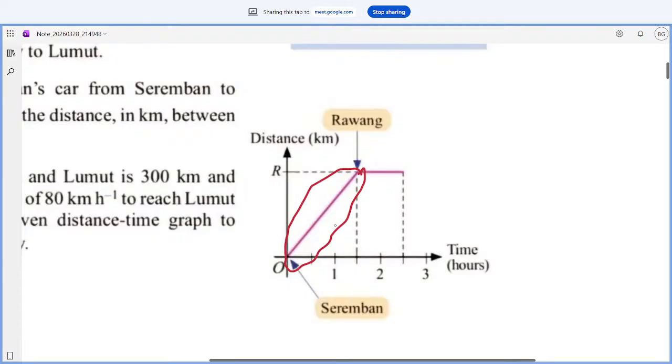Okay, the speed increases. Yes. But you guys must be careful. Over here, is the gradient constant or not constant? May I know? Yeah, constant, right? Okay, your gradient is constant. So your gradient is constant means what, guys? Your speed is also constant, right?